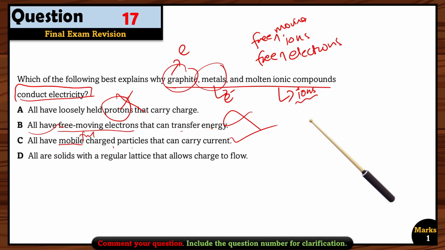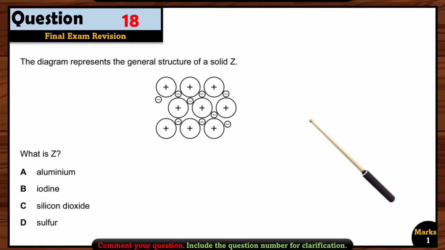You have to remember free moving electrons are responsible for conducting electricity only in metals and graphite, but not in ionic compounds. In ionic compounds, free ions are actually responsible for conducting electricity. So that's why option C is the right option.